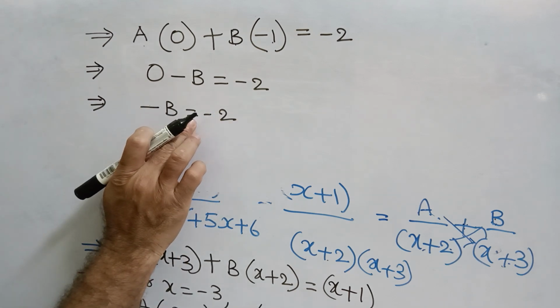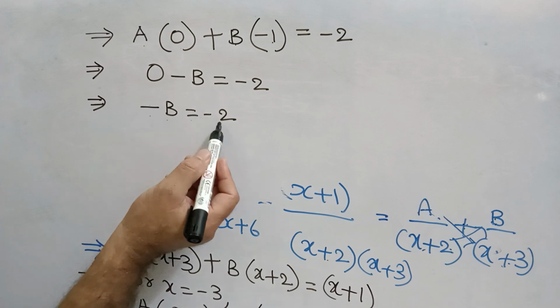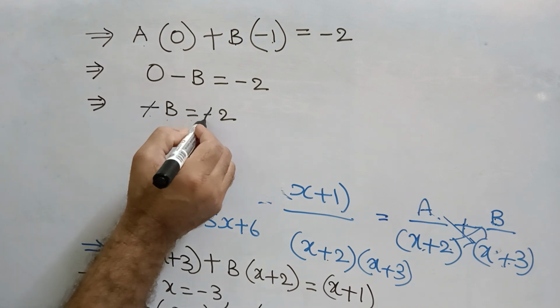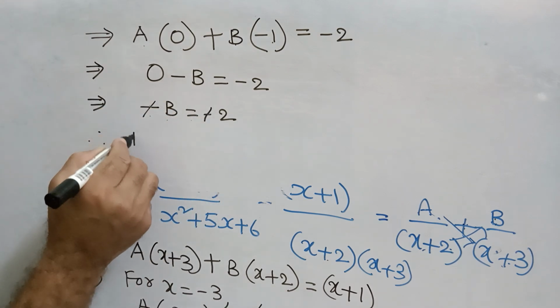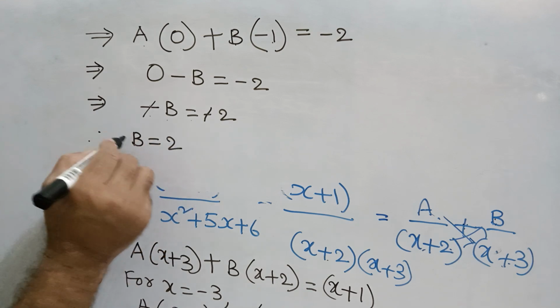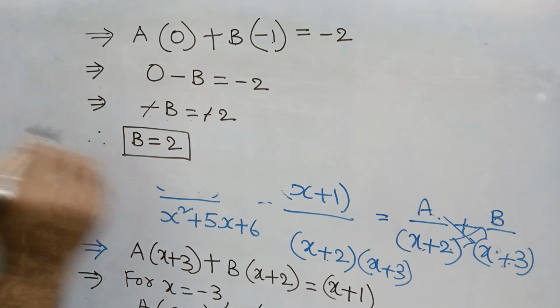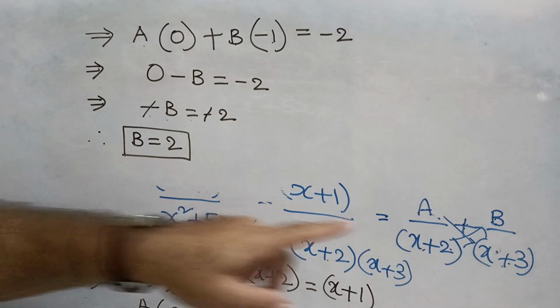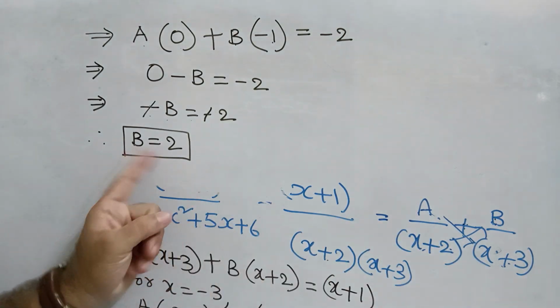So minus b is equal to minus 2. Therefore, this minus and this minus will cancel out. Therefore, your b is equal to how much? 2. Therefore, we got one value. So we got b value, b is equal to 2.